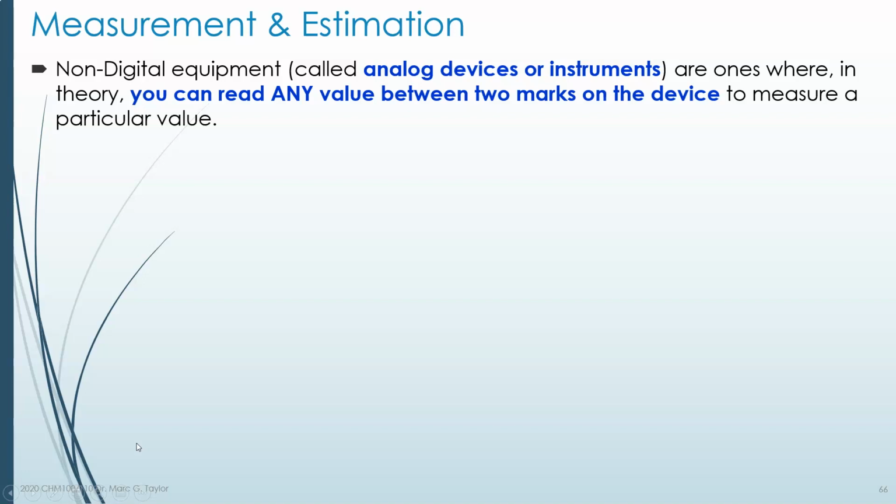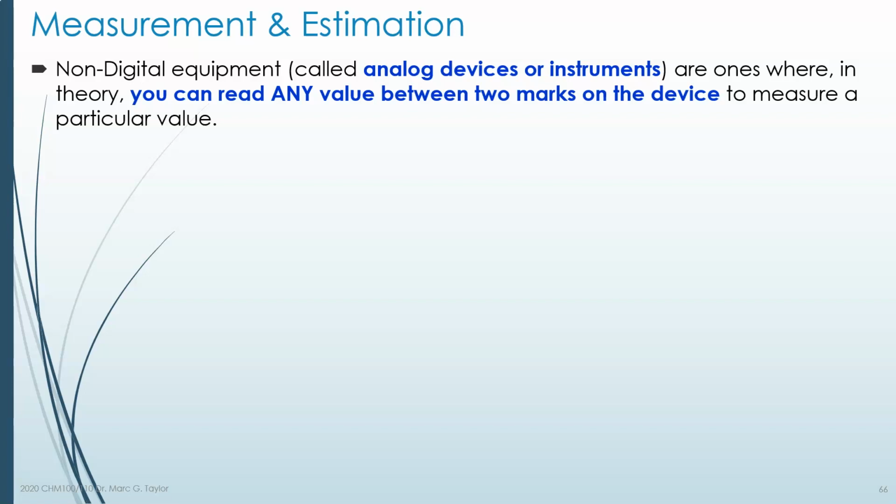You're going to be exposed to a lot of equipment when working in the lab, whether you're doing it physically in the lab or doing virtual labs. We divide equipment into two major categories: the digital equipment, which is equipment that has a digital display, so it gives you the number value of whatever it is you're measuring directly. The machine does the work for you.